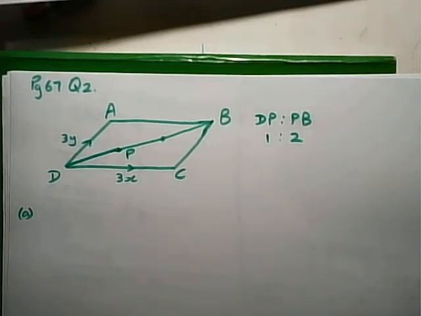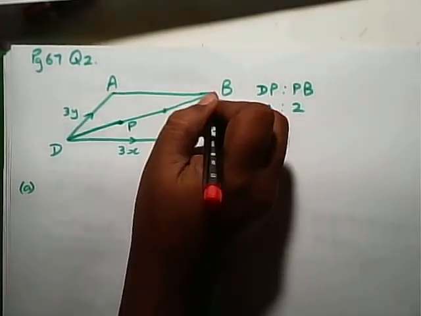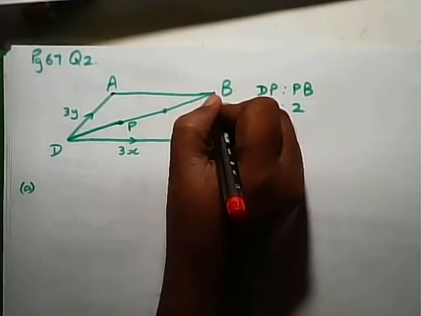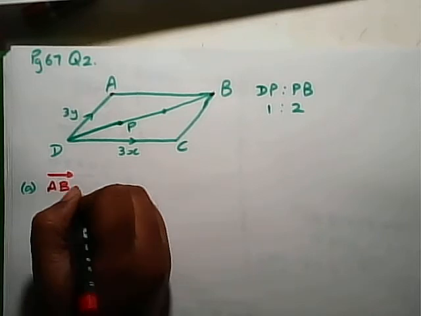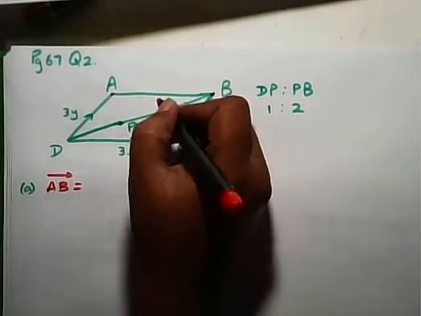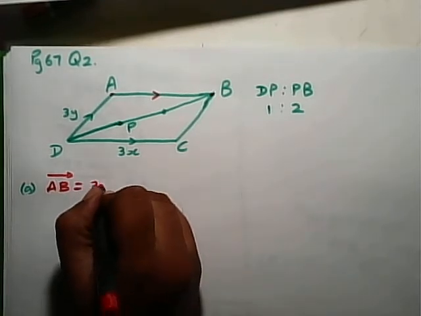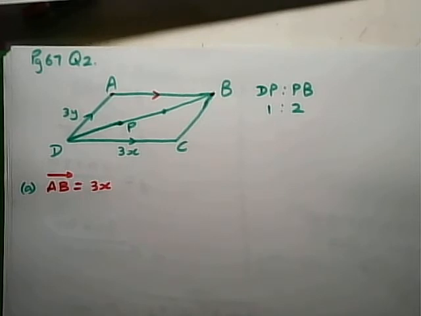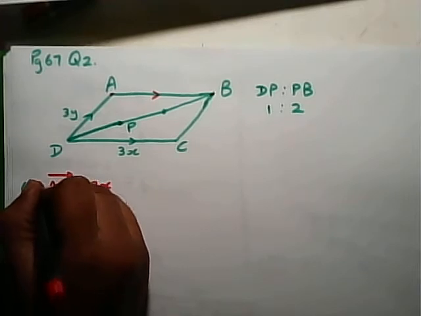Now we have to express vector AB in terms of x and y. So to get from A to B, we'll go this way, which is the same as this line, 3x. So AB is 3x. Nice easy one mark there.